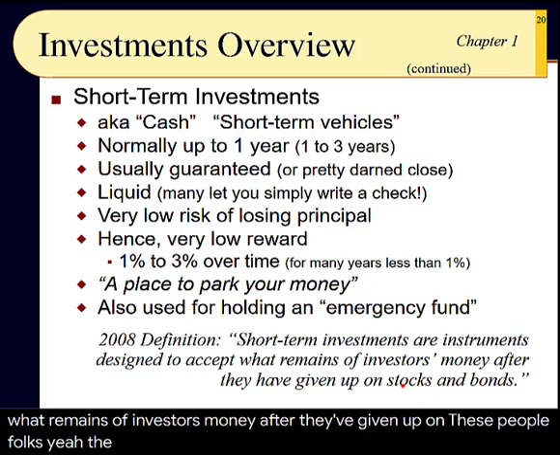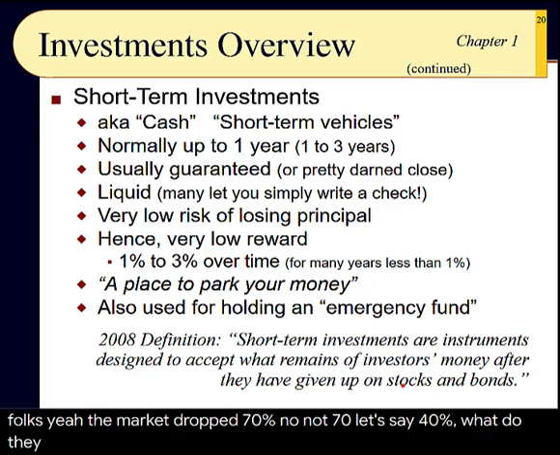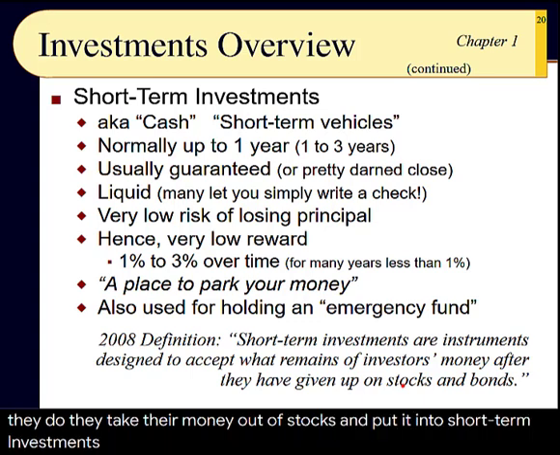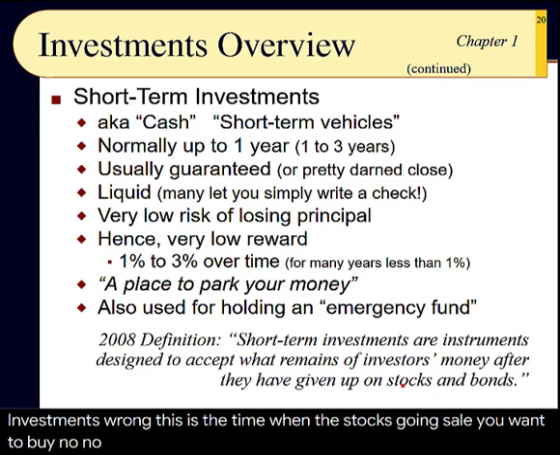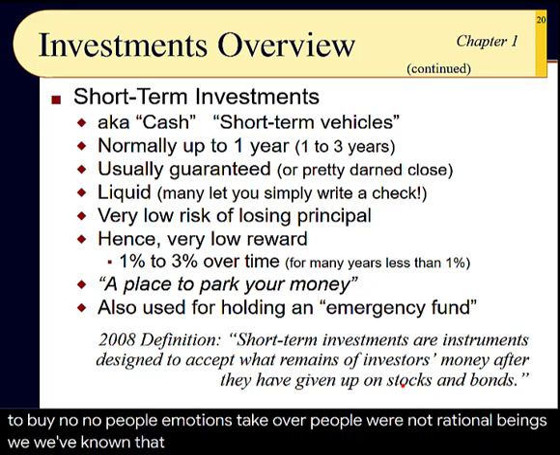Yeah, the market dropped 70%. No, not 70. Let's say 40%. What do they do? They take their money out of stocks and put it into short-term investments. Wrong! This is the time when the stocks go on sale. You want to buy. No. People, emotions take over. People are not rational beings. We've known that for many years now. It's been proven over and over again.